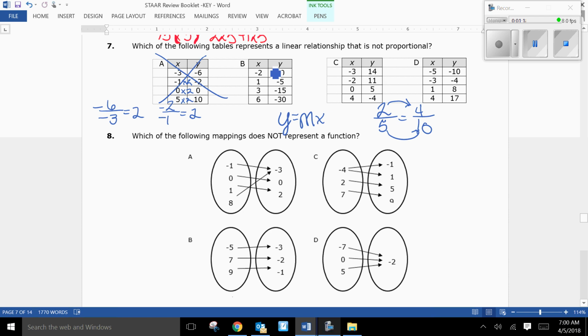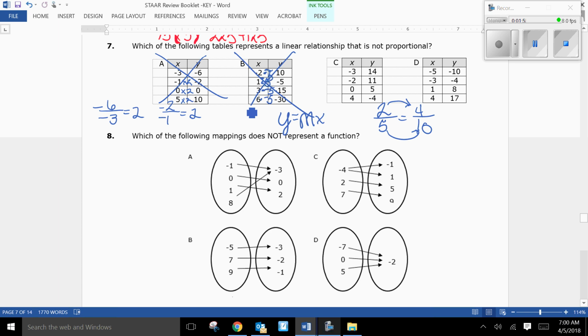Okay, looking at B, -2 times 5 is 10. And 1 times 5, though, is not -5. Oh, I'm sorry. Let me go back. I made a mistake. -2 times -5 is +10. 1 times -5 is -5. 3 times -5 is -15. And 6 times -5 is -30. So since it's multiplying by the same thing each time, that would also be proportional. So I'm going to get rid of that table.